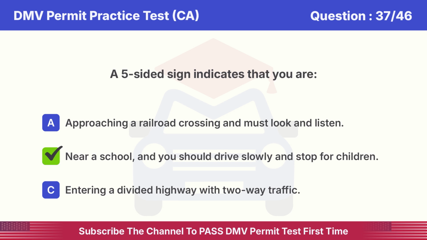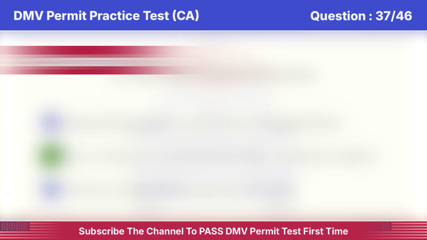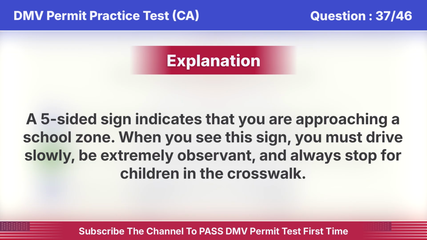Answer is B, near a school and you should drive slowly and stop for children. A five-sided sign indicates that you are approaching a school zone. When you see this sign, you must drive slowly, be extremely observant, and always stop for children in the crosswalk.